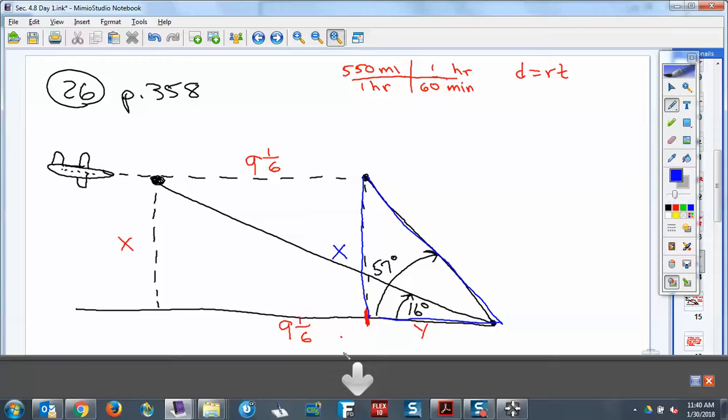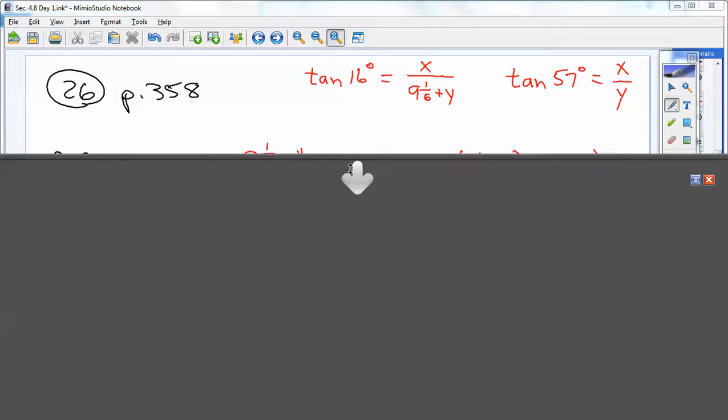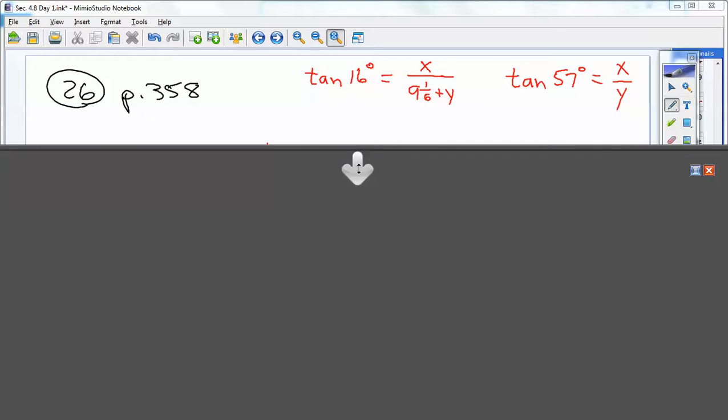This would be X right here. So tangent of 57 would equal X over Y. Now, why did I do that? Well, because hopefully you remember from algebra class that when you have two unknowns, you need how many equations? You need two equations to solve two unknowns, because then we can solve for one and substitute. Remember substitution, linear combination, right? Those things. That's what we got going.